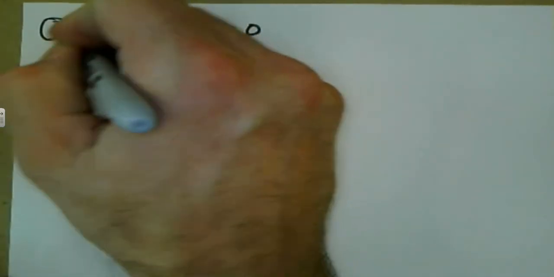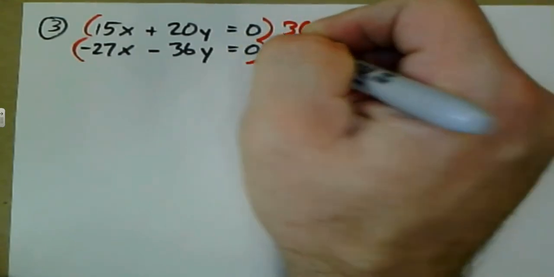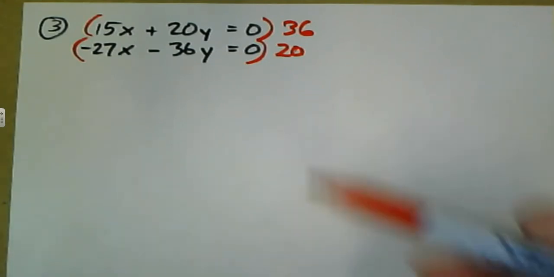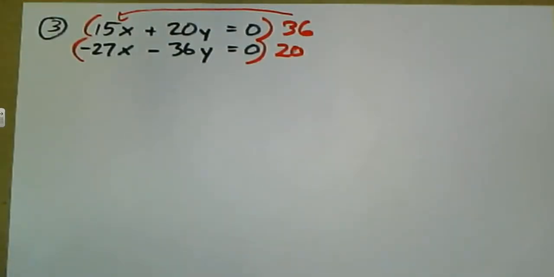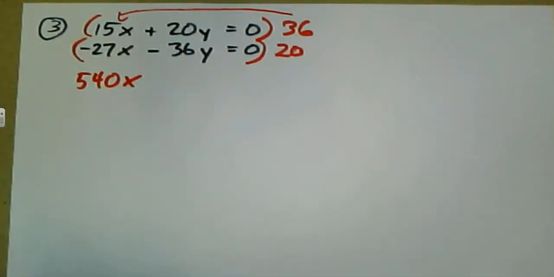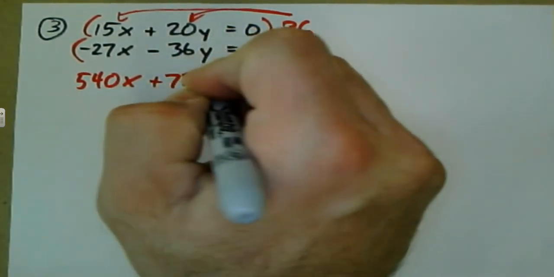So first, let's go ahead and get our parentheses. Don't freak out because these numbers are big. Leave it. Change it. I'm not freaking out because the numbers are big. That's why you have a calculator for. 36 times 15. I could do it in my head, but for the sake of time, is 540 with an X. 36 times 20, I believe, is 720. So plus 720y.